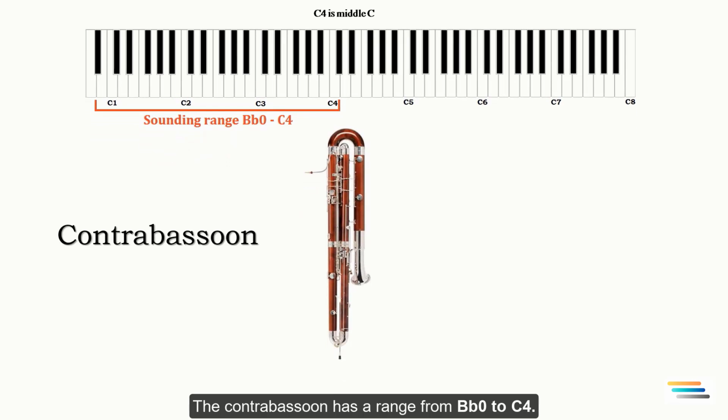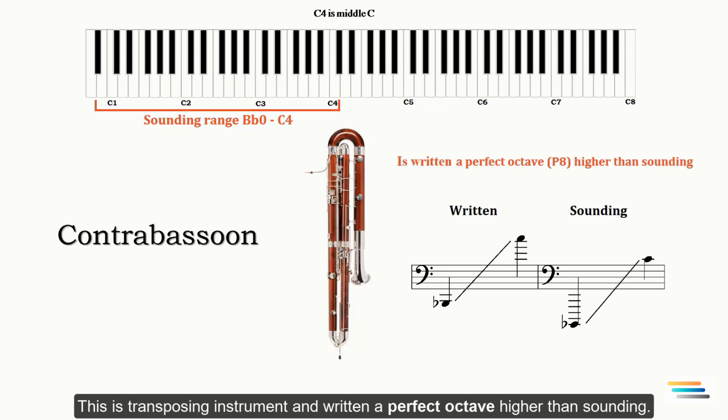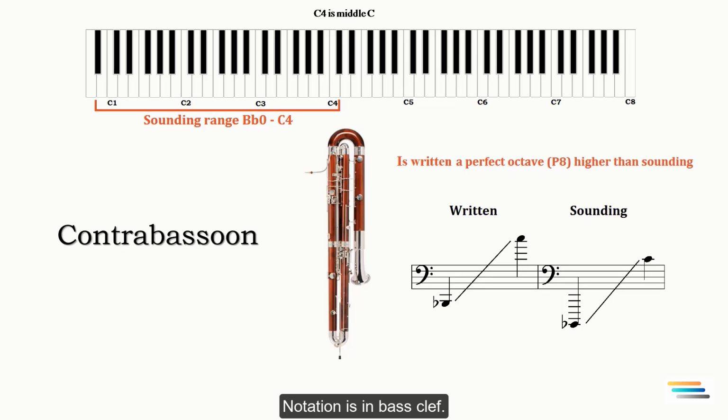Contrabassoon. The contrabassoon has a range from B flat 0 to C4. This is a transposing instrument and is written a perfect octave higher than sounding. Notation is in bass clef, only rarely in tenor clef.